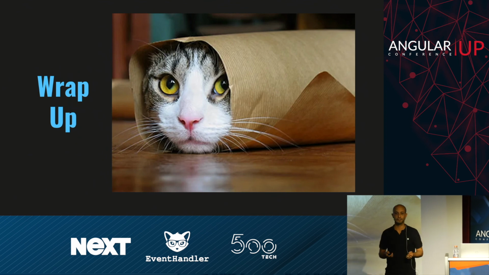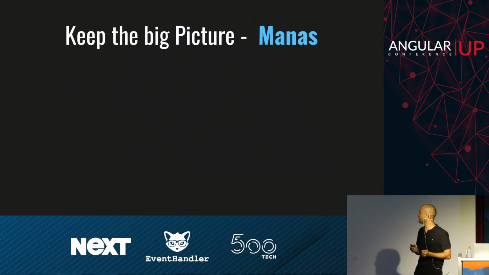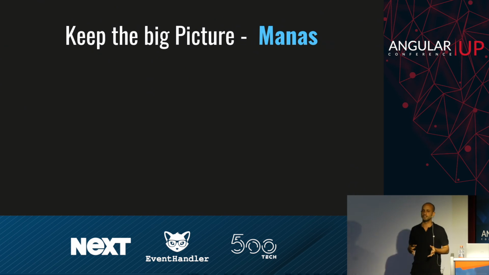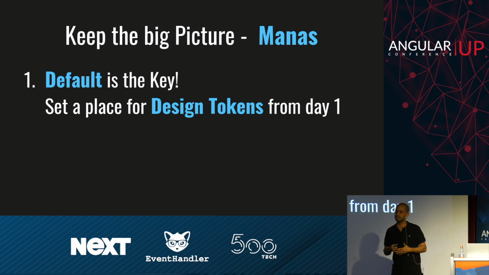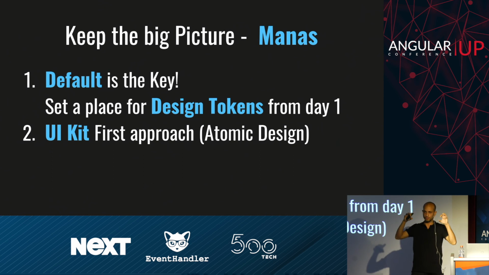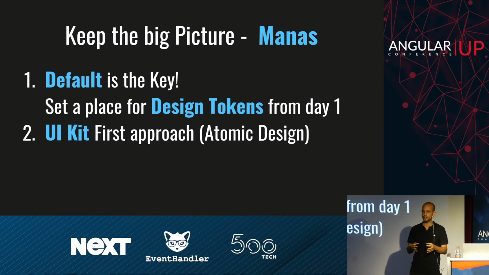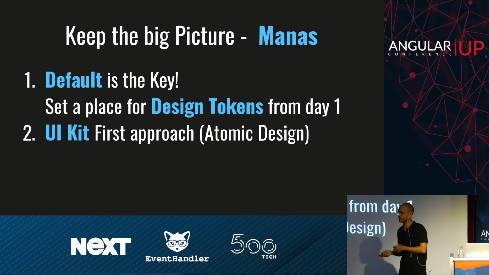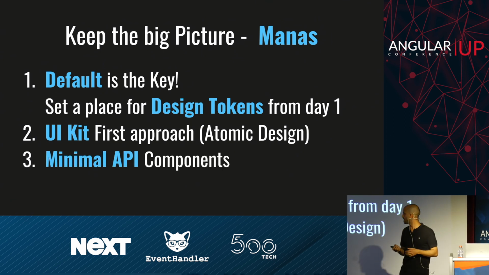So let's wrap it up. We talked about keeping the big picture, the Manas point of view. And we talked about the default is the key. If we set a place for our design tokens from day one, it will be easier to maintain down the road. We talked about the UI kit first approach, using atomic design to break the application into smaller, reusable components first, and we can assemble the pages from these components. And lastly, the minimal API components reduce the flexibility of the API of the UI components to keep our UI consistent.